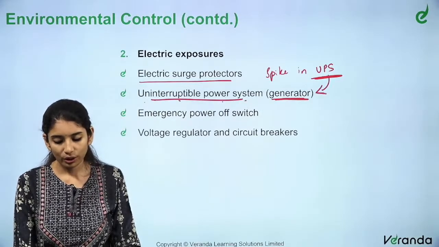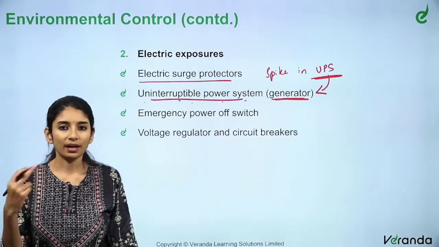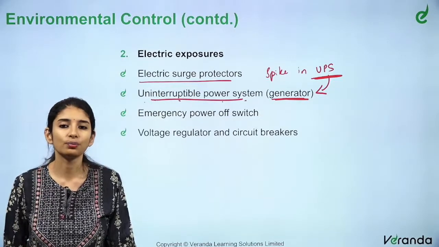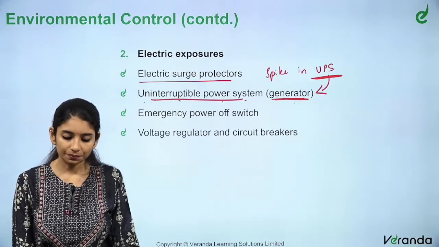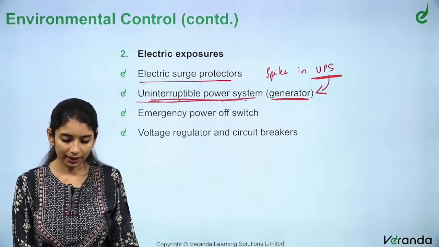Next is uninterruptible power system, which means a generator, UPS. This UPS point is covered here. Now this UPS keeps my system running for a few minutes even after the power is off, right? In that case, that system needs to be properly maintained.